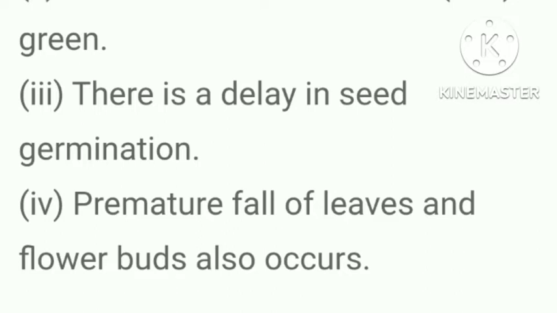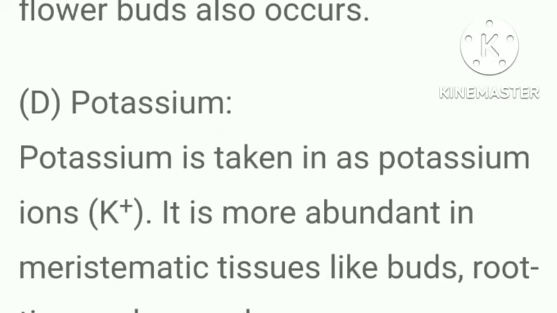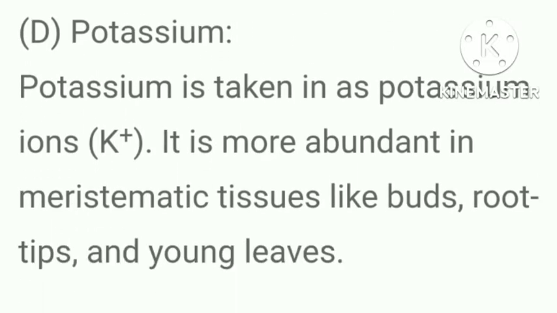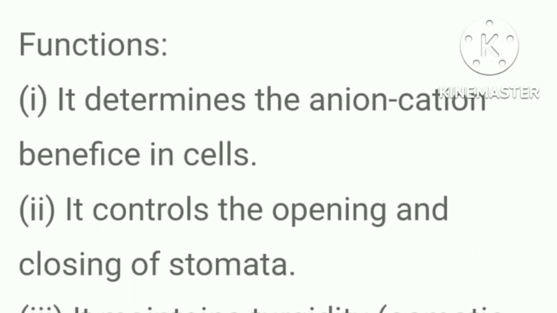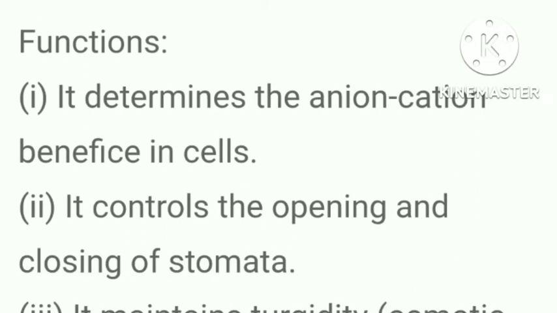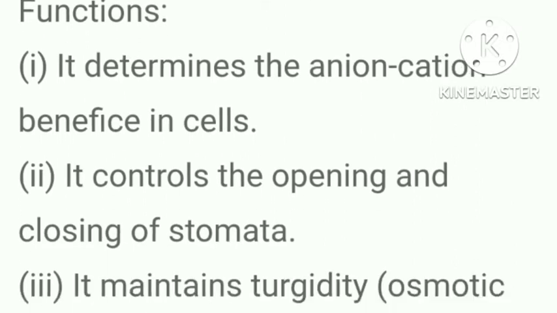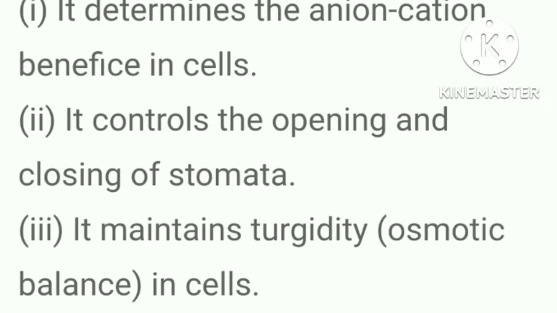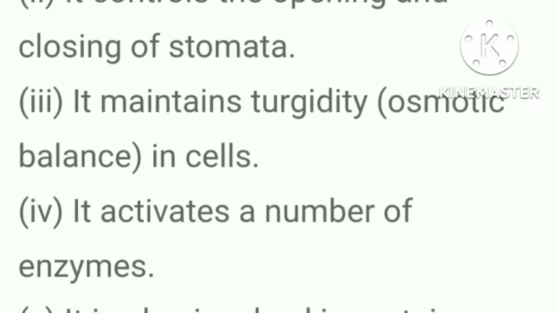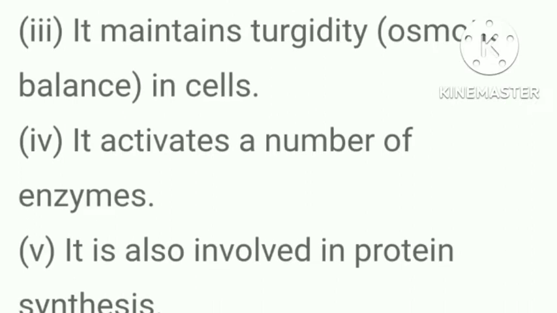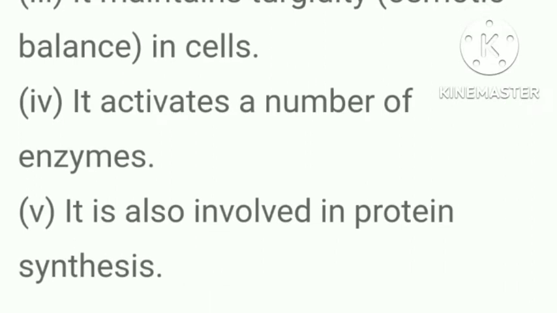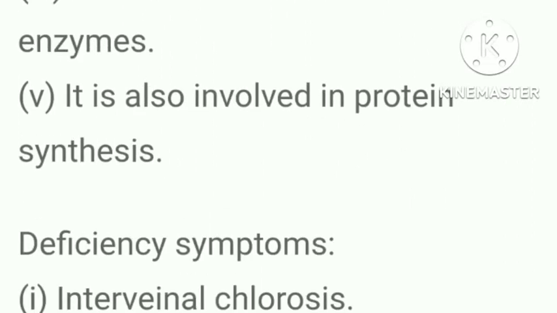Next, potassium. Potassium is taken in as potassium ions K+. It is more abundant in meristematic tissues like buds, root tips and young leaves. Function: it determines the anion-cation balance in cells. It controls the opening and closing of stomata. It maintains turgidity and osmotic balance in the cell. It activates a number of enzymes. It is also involved in protein synthesis.